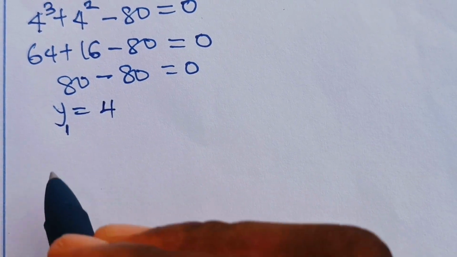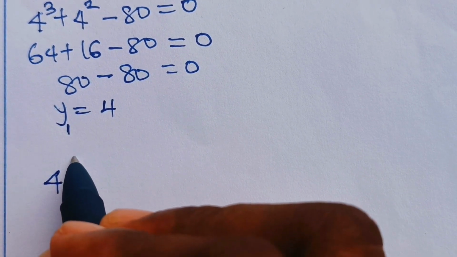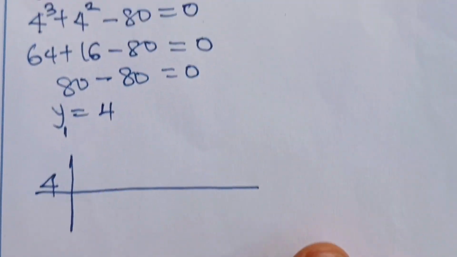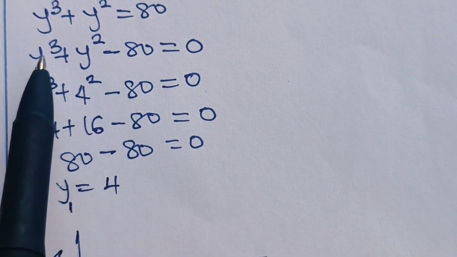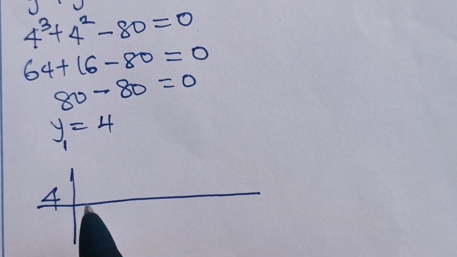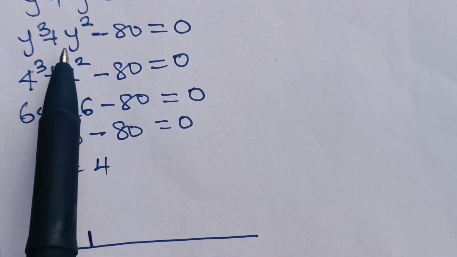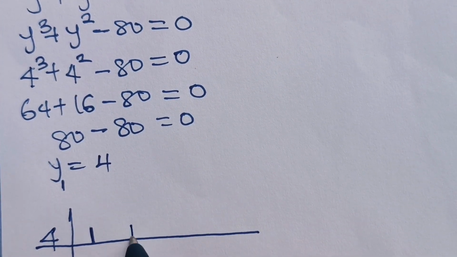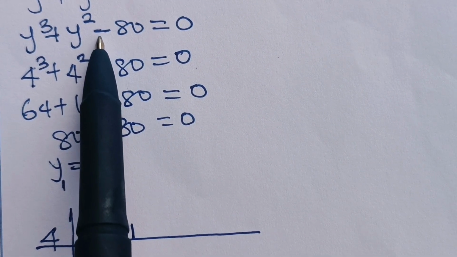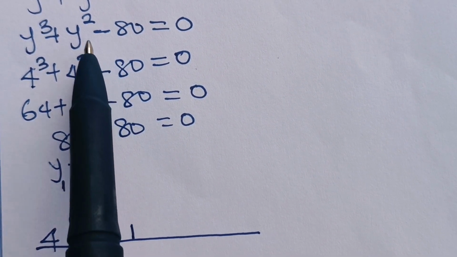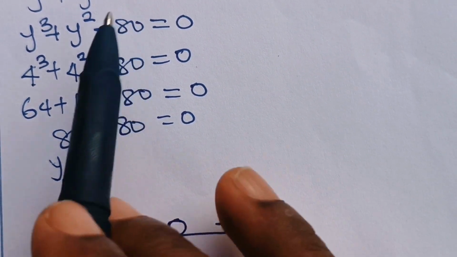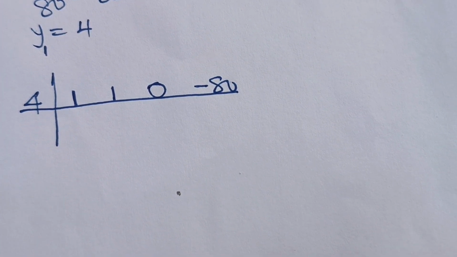Okay, now we are going to use this 4 to synthetically divide this. So we are going to pick the coefficients of this, right? Now the coefficient of y to the power of 3 is 1. So we are going to write that 1. And the coefficient of y to the power of 2 is 1 as well. We'll write it. We're supposed to have y before we have our constant, so that means that the coefficient of y is 0. Then our constant is minus 80. Now this is how to go about the synthetic division.